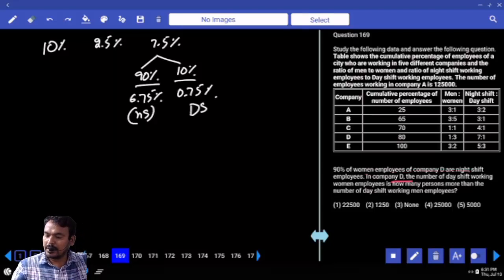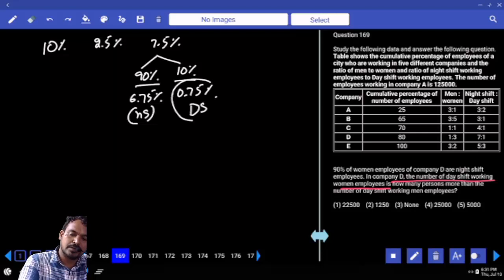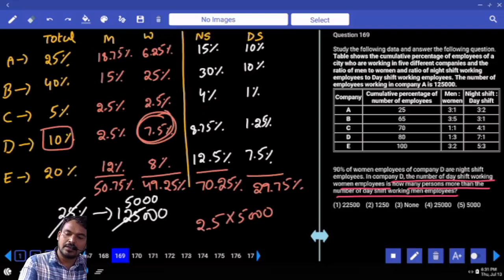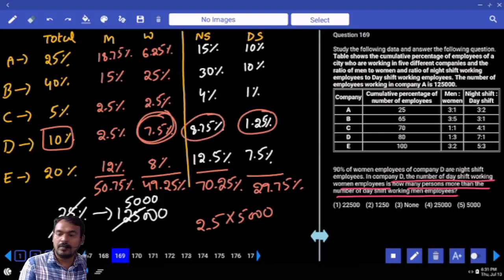And in company D, the number of day shift working women employees. Day shift working women employees means what is the value? 0.75 is how many more persons than the number of day shift working men employees? What is the total night shift employees? 8.75. What is the question here? Is how many persons more than the number of day shift working men employees?